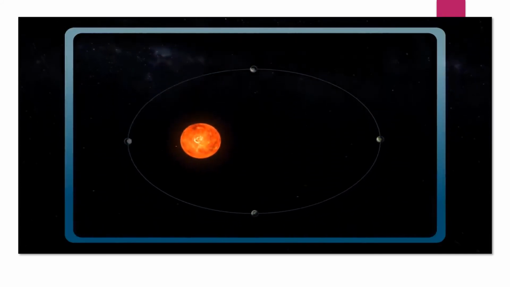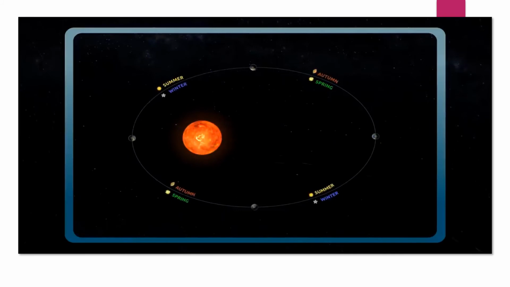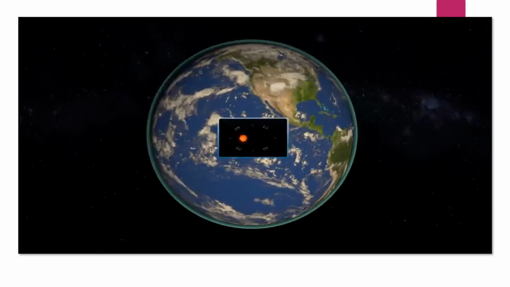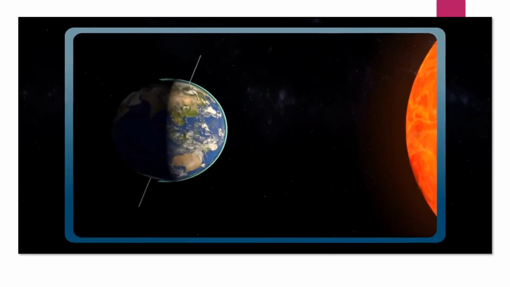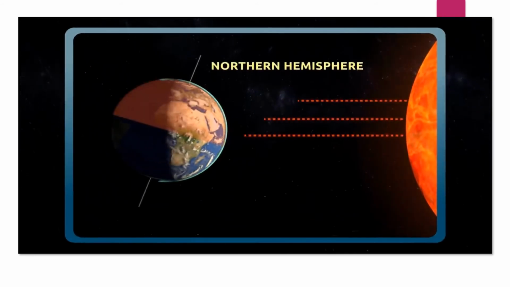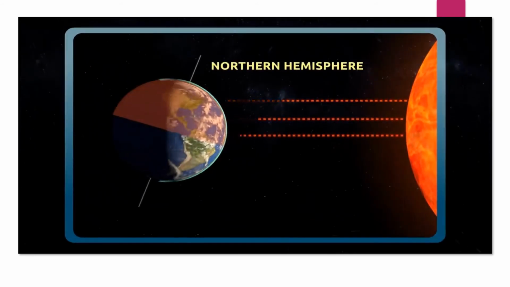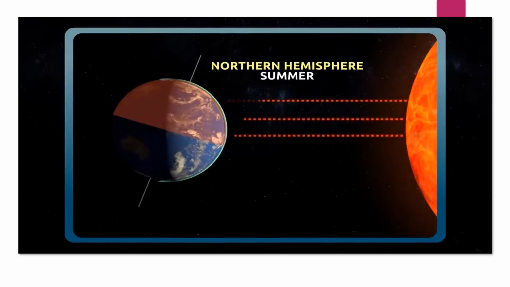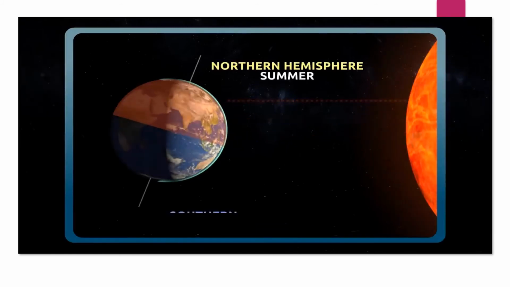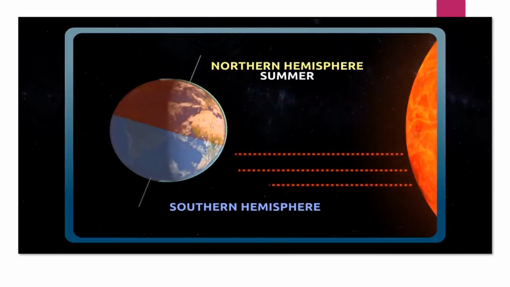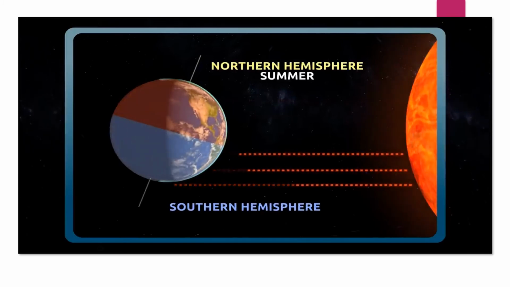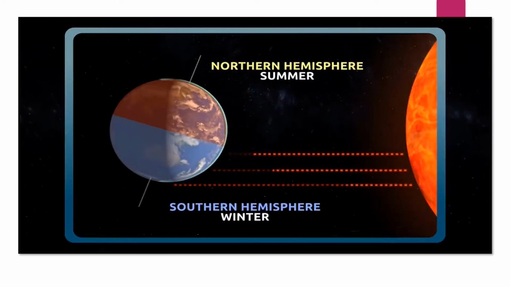Thanks to revolution and the inclination of the rotation axis of the Earth, we have 4 seasons: spring, summer, autumn, and winter. The more the hemisphere is inclined towards the sun, the more directly the sunlight reaches the Earth's surface. It's warmer, and that's why it's summertime. By contrast, the other hemisphere is less inclined, so sunlight is less direct. That's why it's colder and it's wintertime.